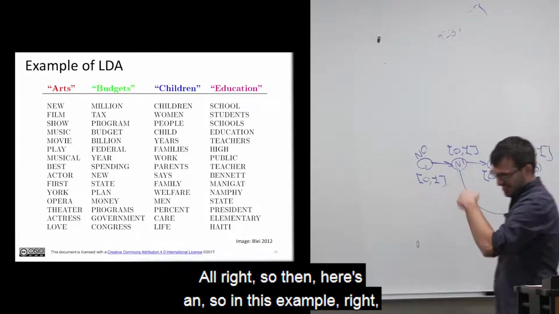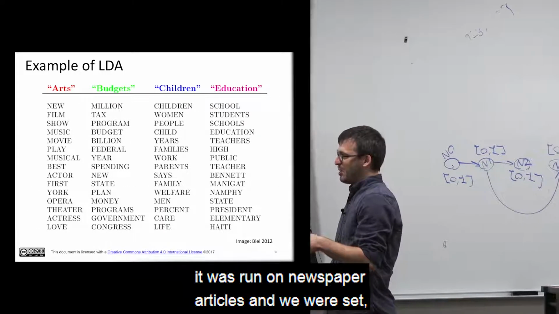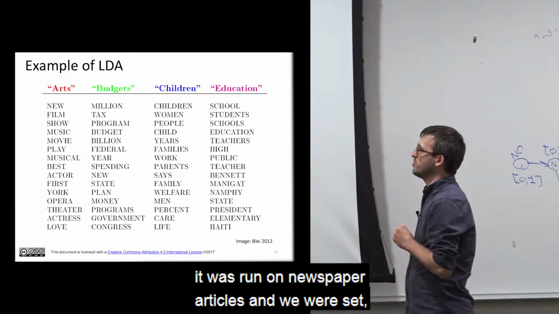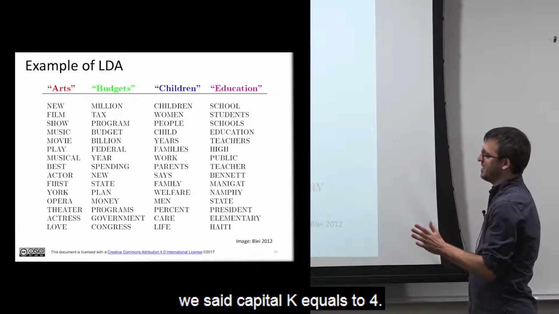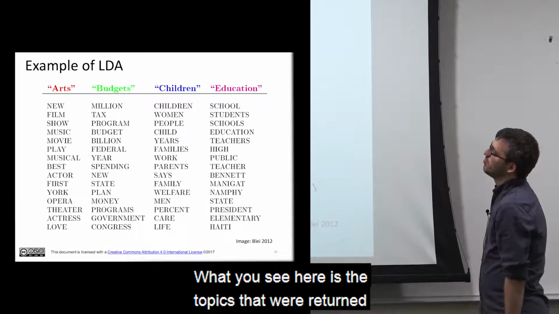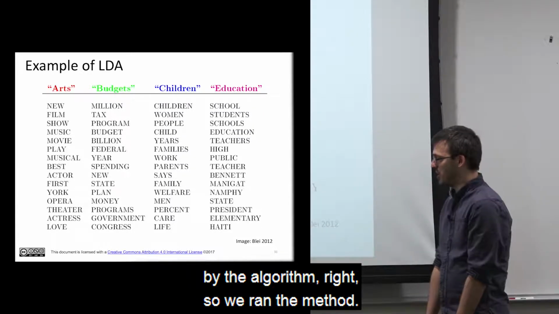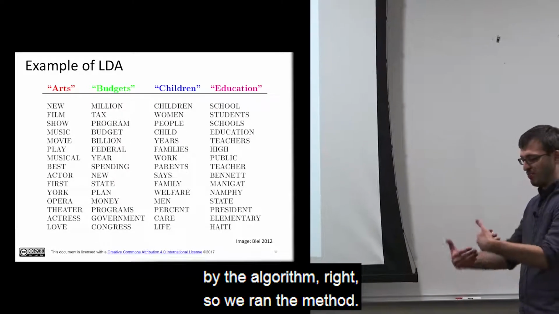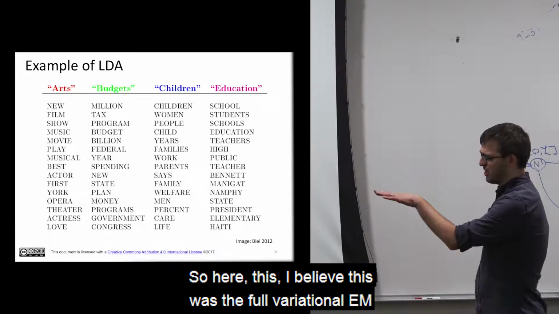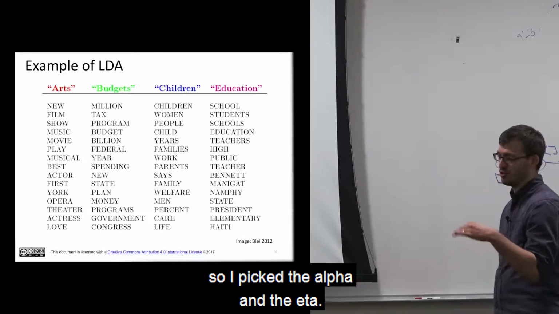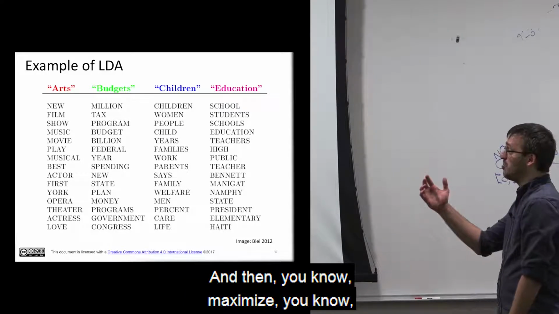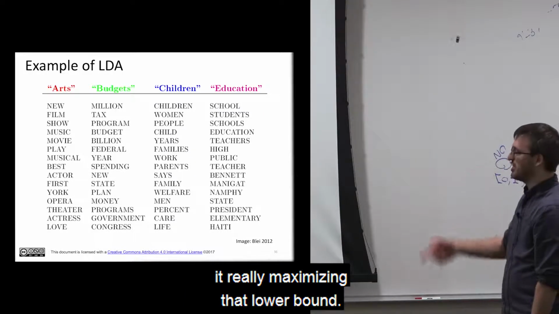All right. So in this example, it was run on newspaper articles, and we set capital K equal to 4. What you see here is the topics that were returned by the algorithm. So we ran the method. Here, I believe this was the full variational EM. So it picked the alpha and the eta, and then iteratively maximized that lower bound.